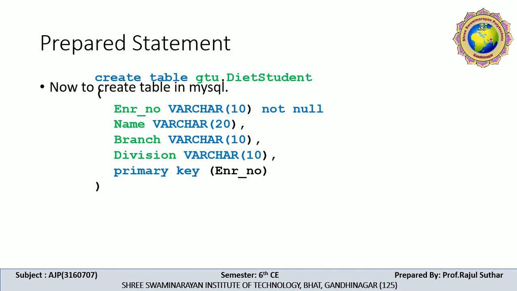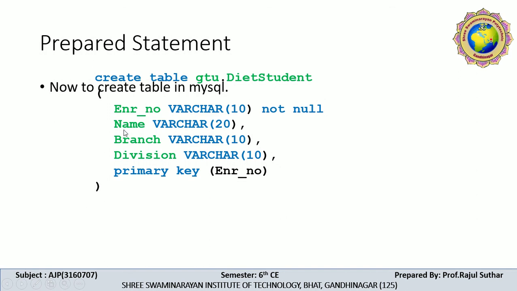So let me create one prepared statement. First, create a table in MySQL by using the create statement with the table name. Here we are creating the table GTU.diet_student. Then we require the values: enrollment number as varchar, with a maximum of 10 digits, and this column contains a not null constraint.